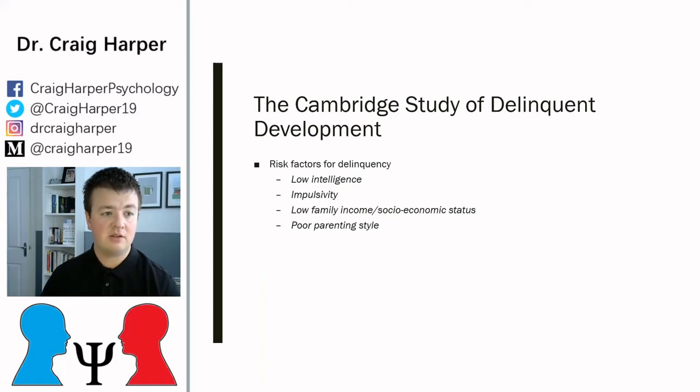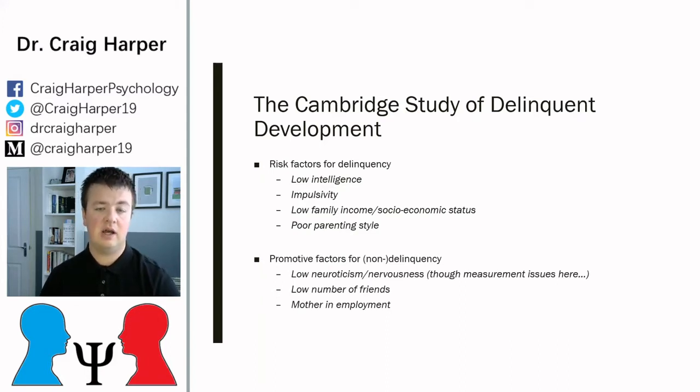Just to highlight some of those, risk factors for delinquency include low levels of intelligence, high levels of impulsivity, people coming from low income or low socioeconomic backgrounds, and people having a poor parenting style. So for example, if you have low levels of parental supervision, you're not achieving well in school, and you come from a deprived background, you're much more likely to be engaging in criminal behaviour than those who don't have those risk factors.